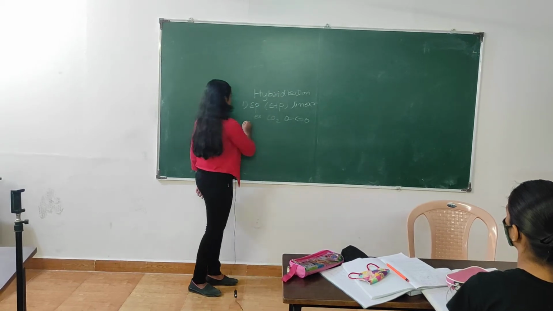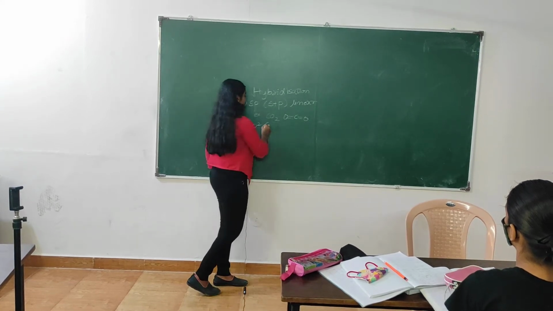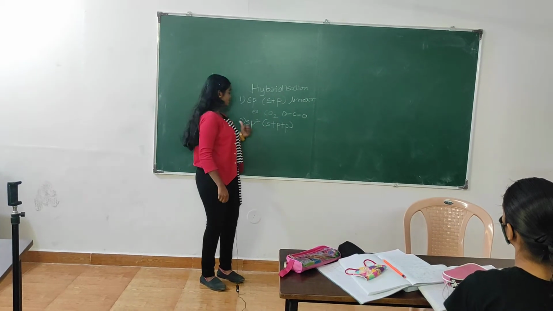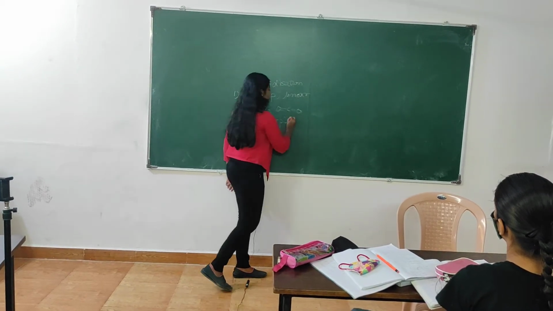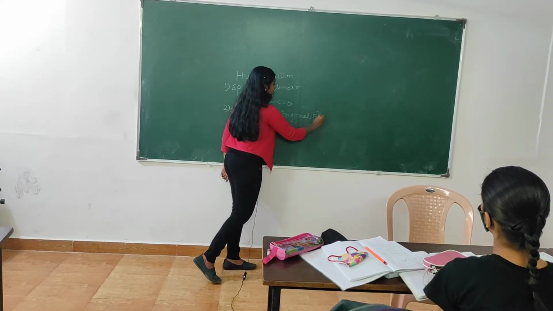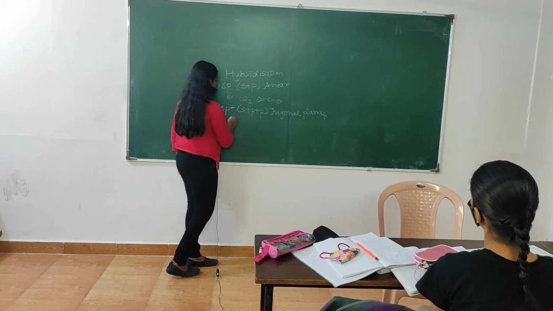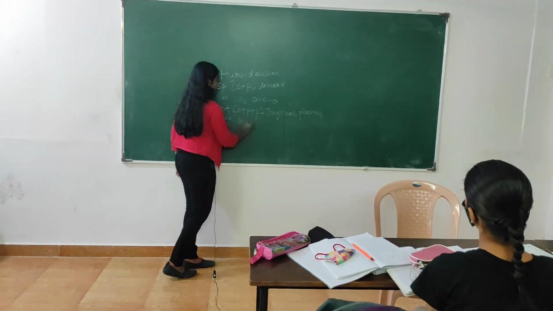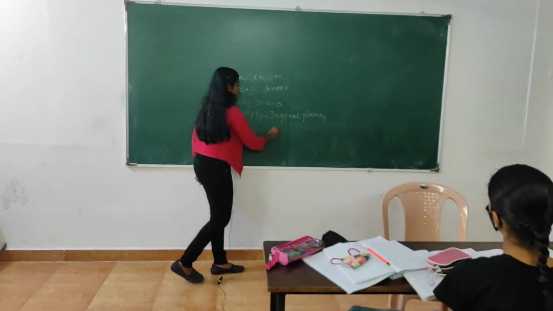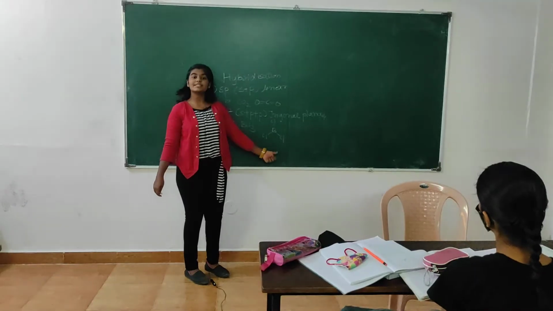Now the second hybridization that we have is sp2 hybridization. Here we have one s orbital and two p orbitals. The structure of sp2 hybridization is trigonal planar, and the example of sp2 hybridization is BCl3. Here the central atom is B, that is boron, and 3 chlorines are attached with it.